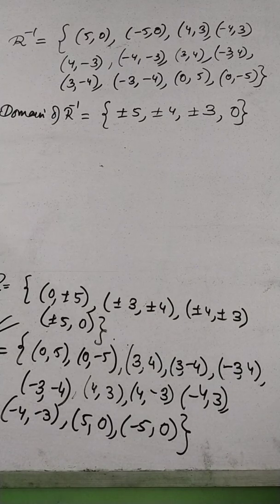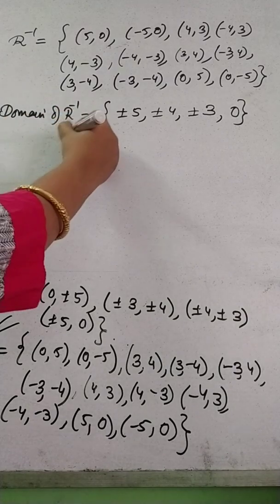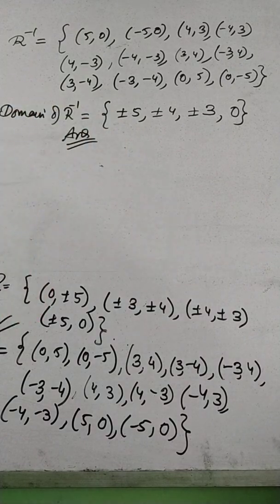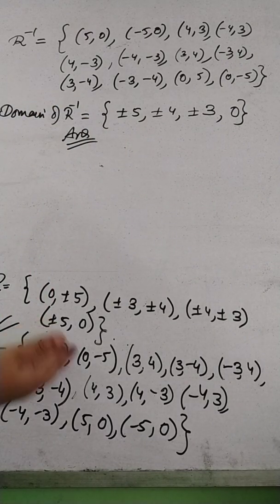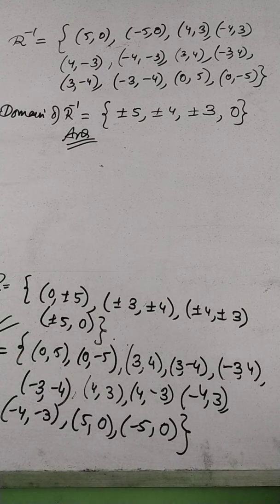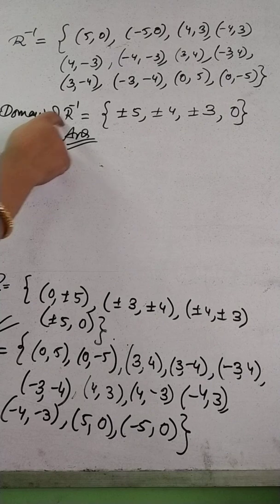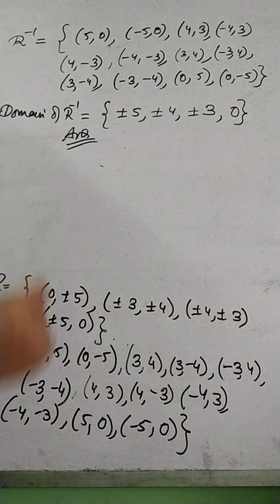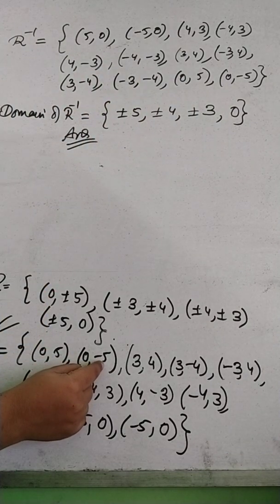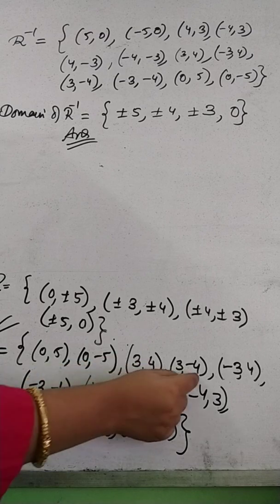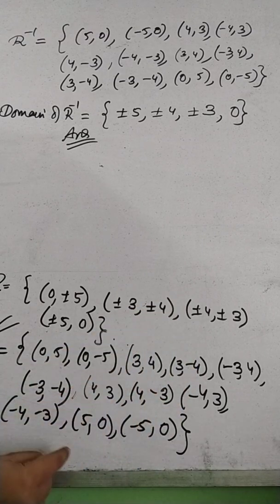They have asked you to find domain of R inverse. So unless you find R inverse, you cannot find its domain. Or from this itself also you can write, that is, range of R is the domain of R inverse. So you can write over here, domain of R inverse is equal to range of R, and range of R from here you are getting, it is plus minus 5, plus minus 4, plus minus 3 and 0. So that way also, if you want, you can write. Okay.